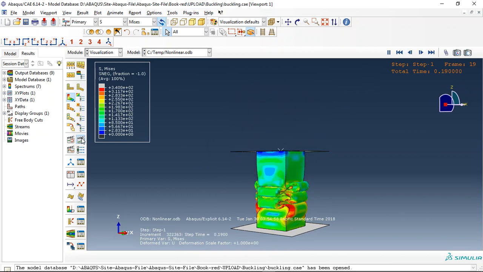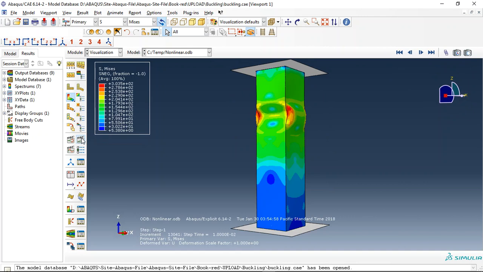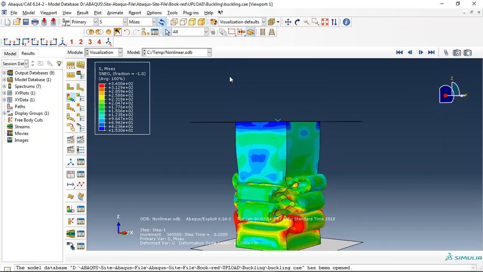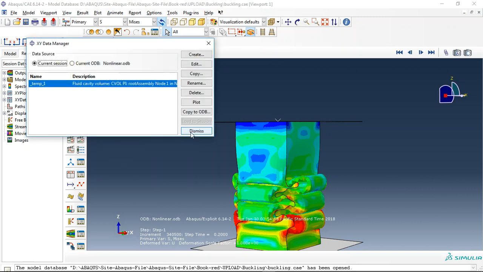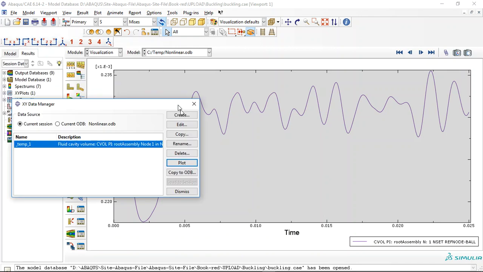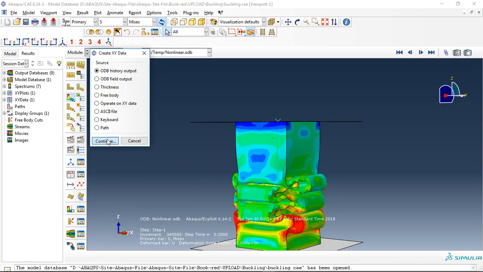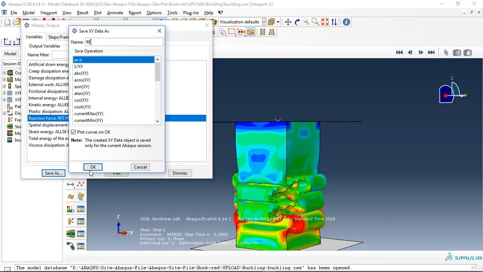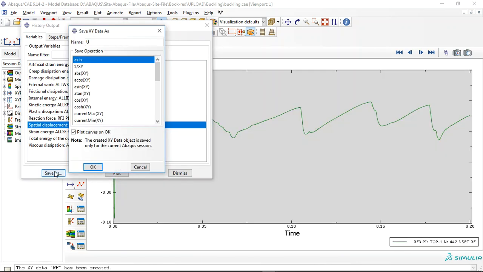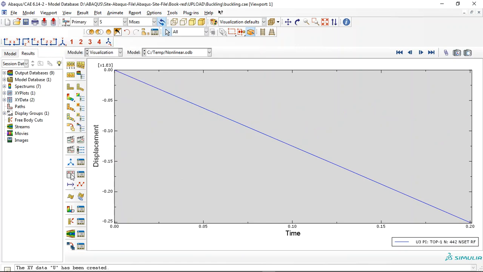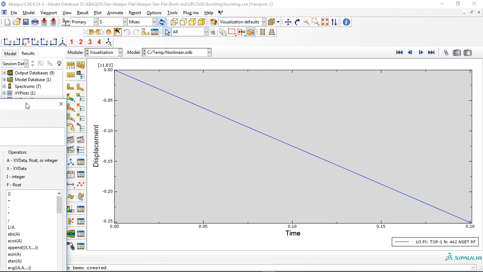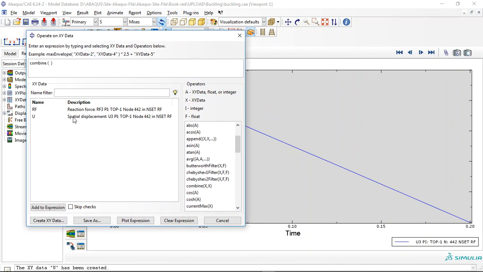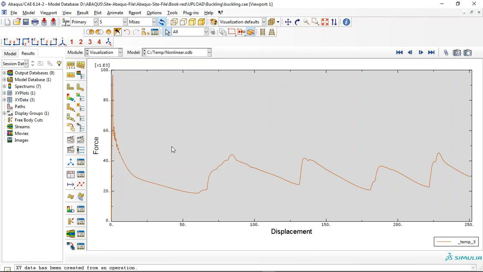This is the process of nonlinear buckling. You can see it here. If you need, for instance, to continue with output, you can save it. Name is reaction force, and this is U or displacement, and you can use operate, combine, minus U, minus reaction force, and plot, and this is the force-displacement diagram of the nonlinear buckling.